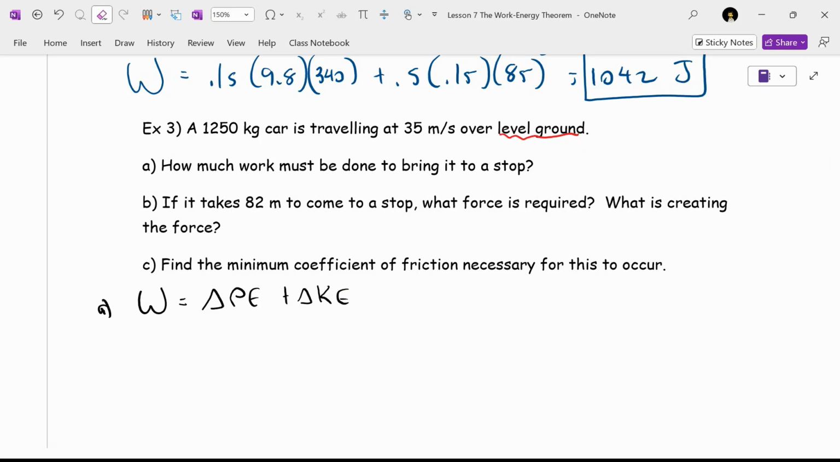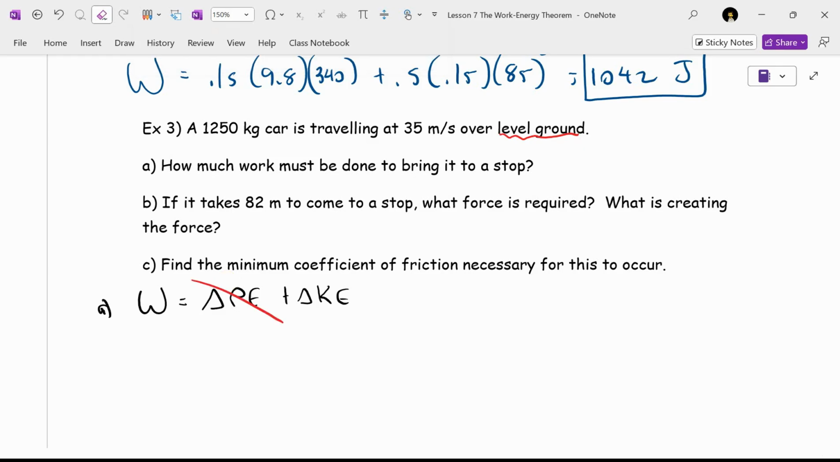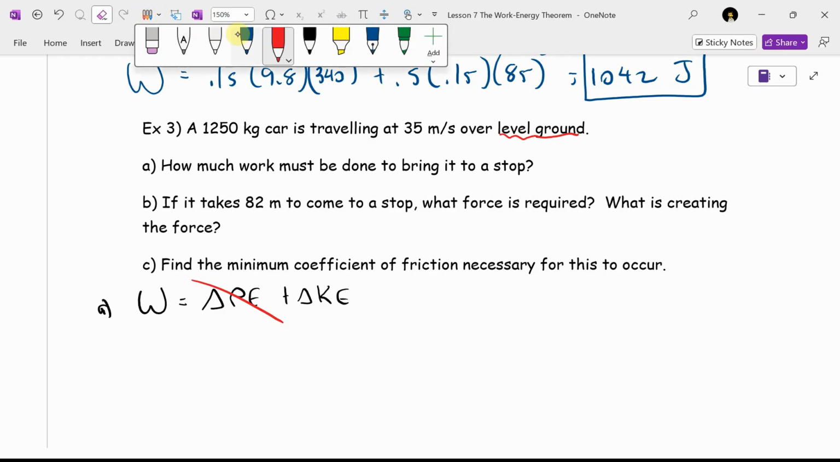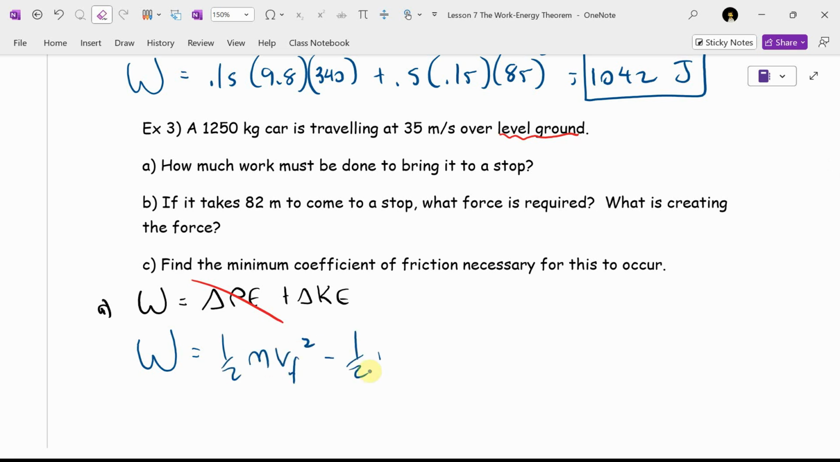Except level ground, what did you tell me the change in potential was? Nothing. What's change in anything? What's kinetic energy? A half mv squared. So my next line, Charlie, I'm going to write a half mv final squared minus a half mv initial squared.